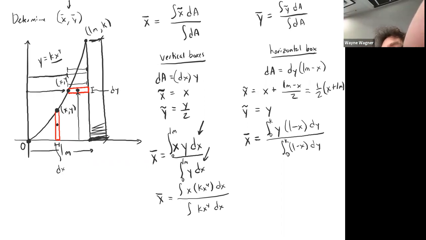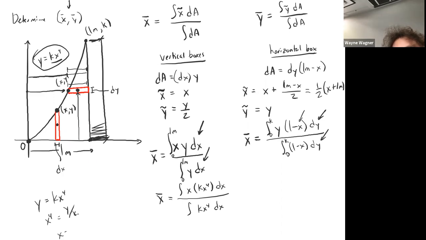Okay, again, I'm going to note that I've got a y here. So I want everything to be in terms of y, so I'm not going to have this x. Unfortunately, I don't have it in terms like that, so I need to solve this. So y equals kx to the fourth. So x to the fourth equals y divided by k. So x equals the fourth root of y over k.